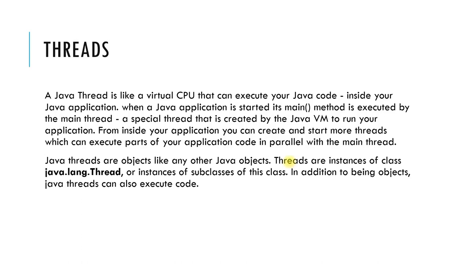A Java thread is like a virtual CPU that can execute your Java code inside your Java application. When a Java application is started, its main method is executed by the main thread. Any code we write will be in the main thread. Using the Thread class, we can create our own thread and start it simultaneously with the main thread.